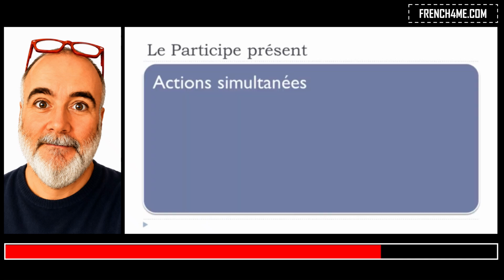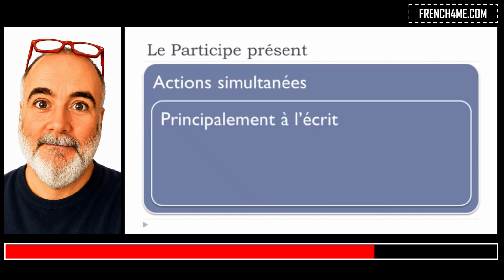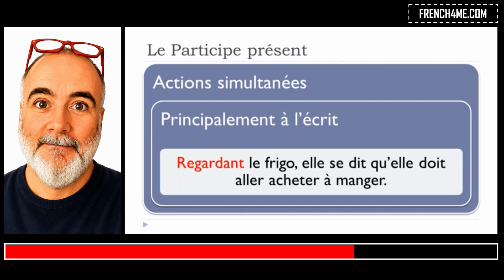The second use is, of course, to express two actions, des actions simultanées, but in that case it's possible to construct it without this preposition en. But keep in mind that in most cases you will use this structure when you write, principalement à l'écrit. Normally, if you want to use it orally, you will use the gérondif form that we saw previously. But it's possible to use it like that, mostly if you want to write it.